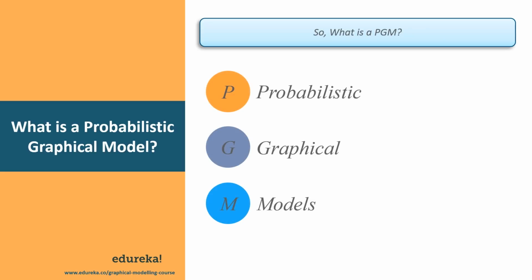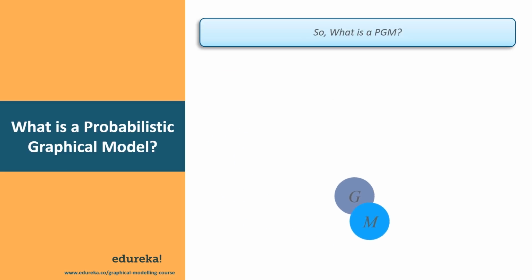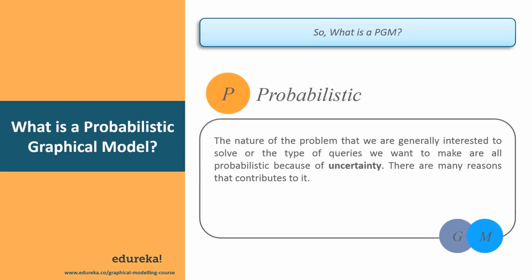Now we can break this word down to understand this better. So, probabilistic. The nature of the problem that we are generally interested to solve, or the type of queries we want to make, are all probabilistic in nature. That is because of the uncertainty involved in it. There are many reasons that contribute to it. For example, incomplete knowledge of the problem, noisy observation, or some attributes that contribute to the problem but can't or haven't been included in the model.